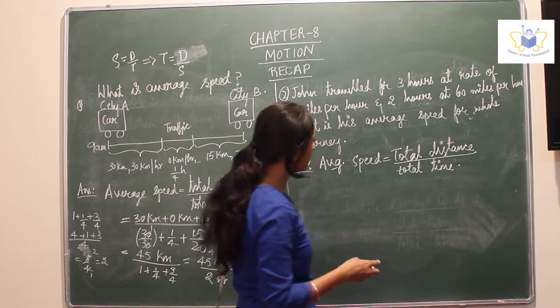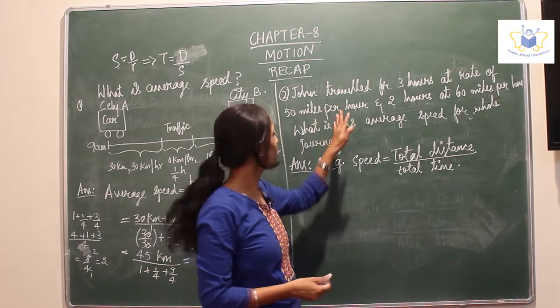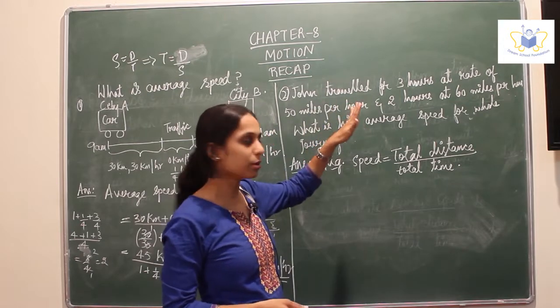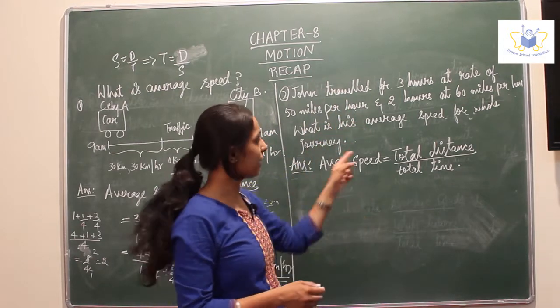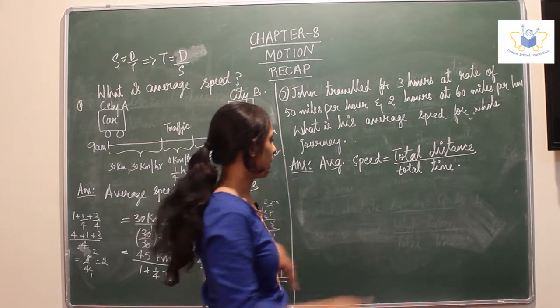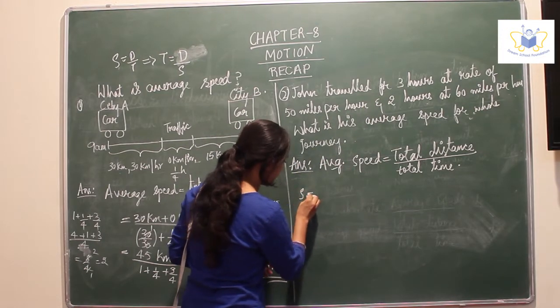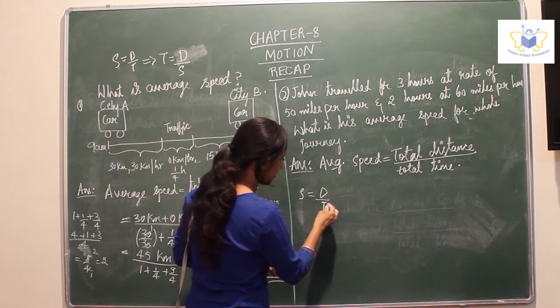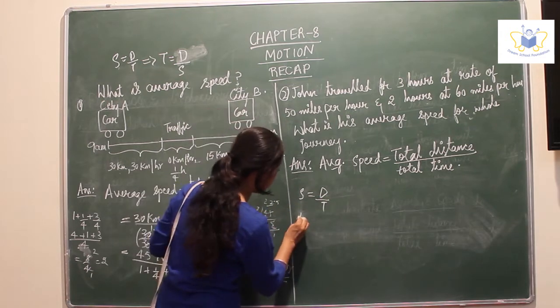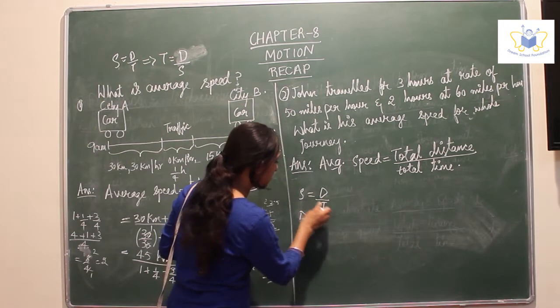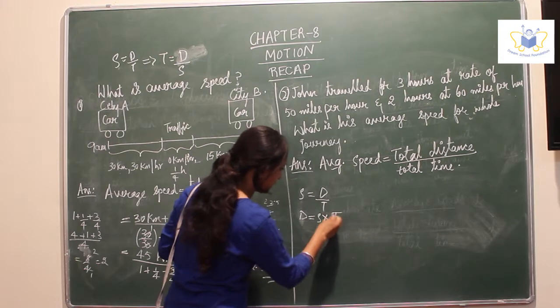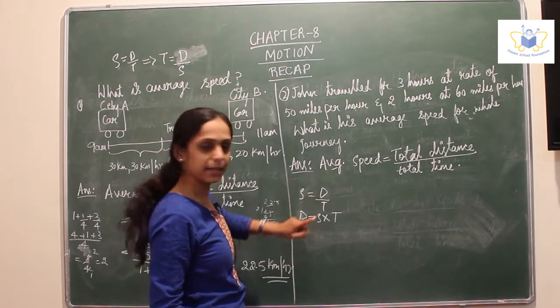Correct? But do we have the total distance given here? No, there is no kilometer or total distance given. But still, we can find the distance using the given quantities. Before that, what is the simple formula of speed? Distance by time. Now, what does distance become? Distance becomes speed into time. Correct? So your distance will be speed into time.